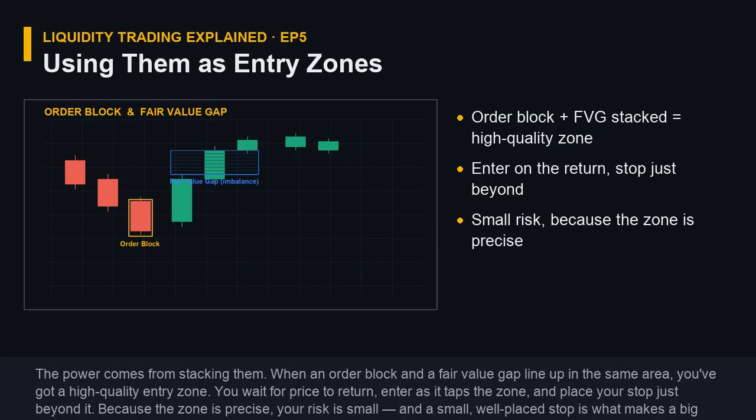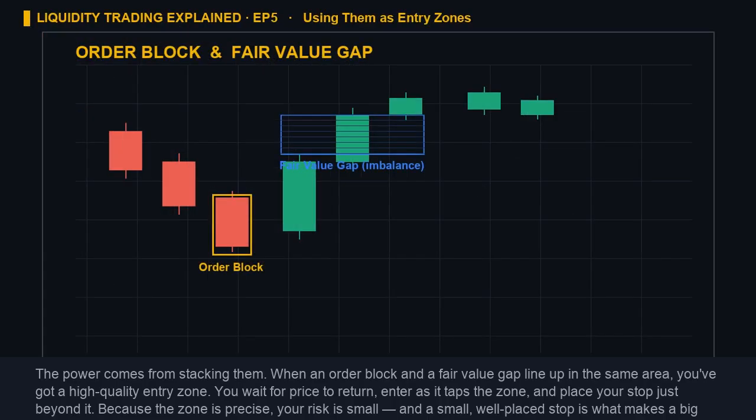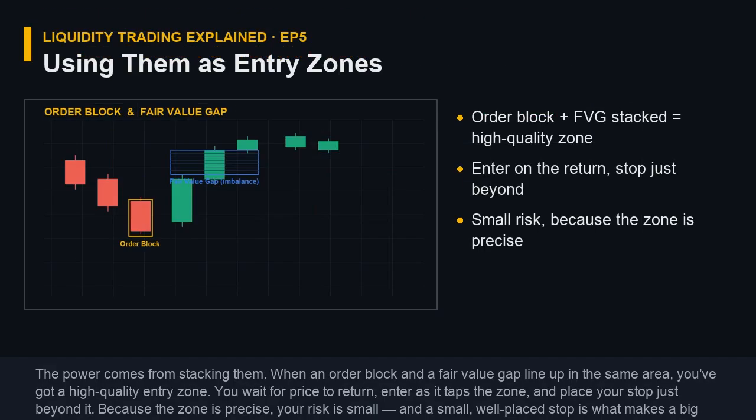The power comes from stacking them. When an order block and a fair value gap line up in the same area, you've got a high-quality entry zone. You wait for price to return, enter as it taps the zone, and place your stop just beyond it. Because the zone is precise, your risk is small, and a small, well-placed stop is what makes a big reward-to-risk trade possible.